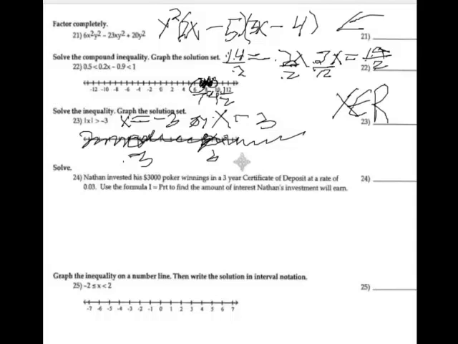Nathan invested his $3,000 poker winnings in a 3-year certificate at 0.03. Oh, that's terrible, but at least he invested it. I equals PRT to find the amount of interest. Okay, so the amount of interest I is going to equal 3,000. Well, at least he didn't go back to gambling with it, right? And then in parens I have the rate of 0.03, and then in other parens I have the time is 3 years.